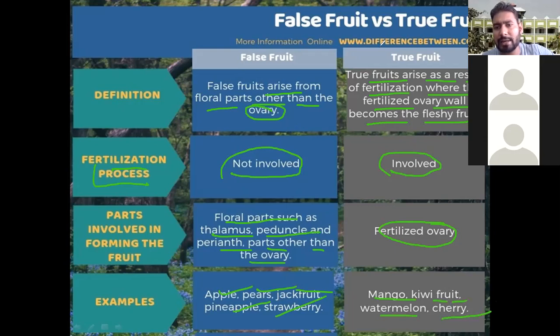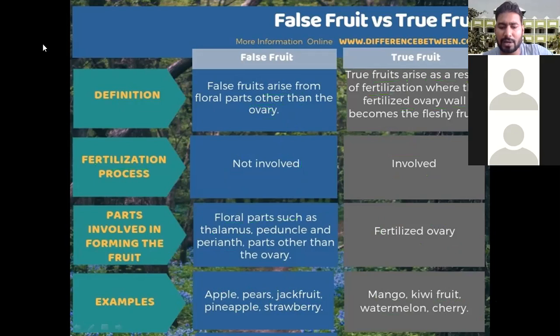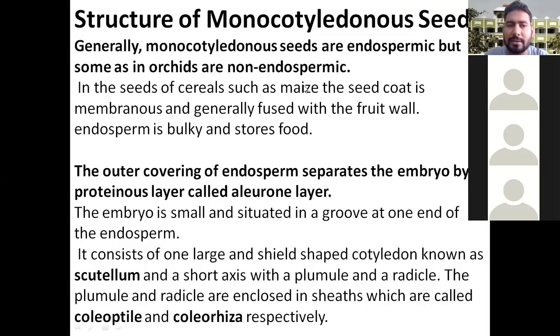Now we have already seen the difference between true fruit and false fruit. This is the structure of monocot seed. Now we are going to talk about the seed. I told you the ovary wall forms the fruit and ovules are responsible for the formation of the seed. Monocot seed and dicot seed are found in angiosperms. Generally, monocotyledonous seeds are endospermic, but some in orchids are non-endospermic. This is the NCERT line.